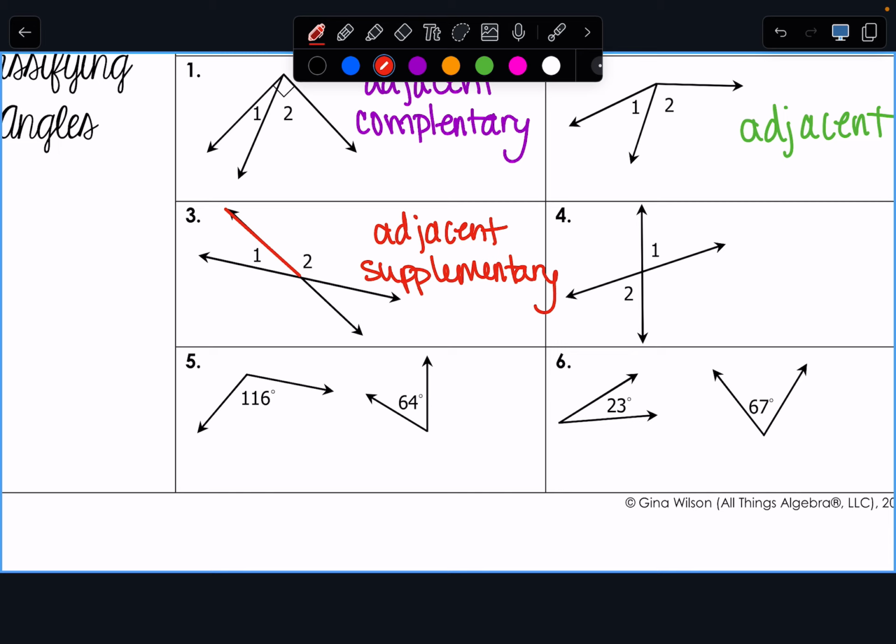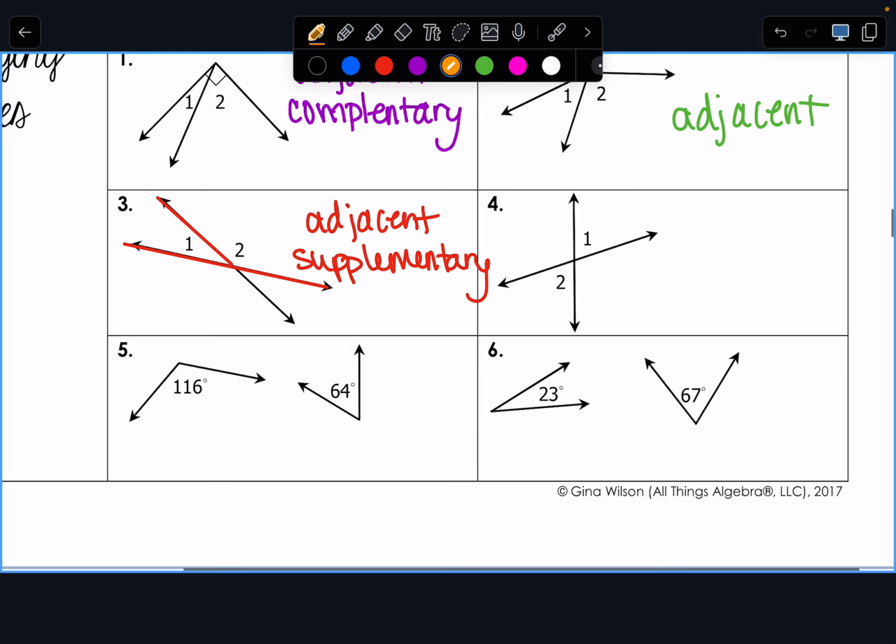Partial points. Okay, since they make a straight line, they add up to be 180. Okay. Savannah, what about number 4? These are vertical angles. Very good. Okay. David, number 5.